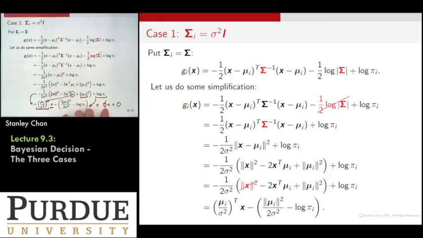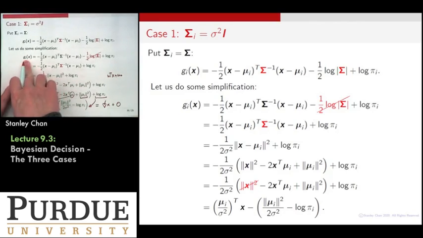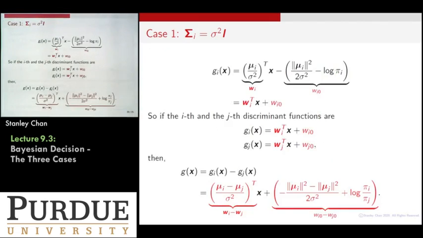Okay, so what is it? Well, what we want to do is w transpose x plus w0. This is that form. Okay, so now what? Well, then you have g_i, and of course you will have g_j. So you have two classes, the ith class and also the jth class. You take the difference between these two classes.